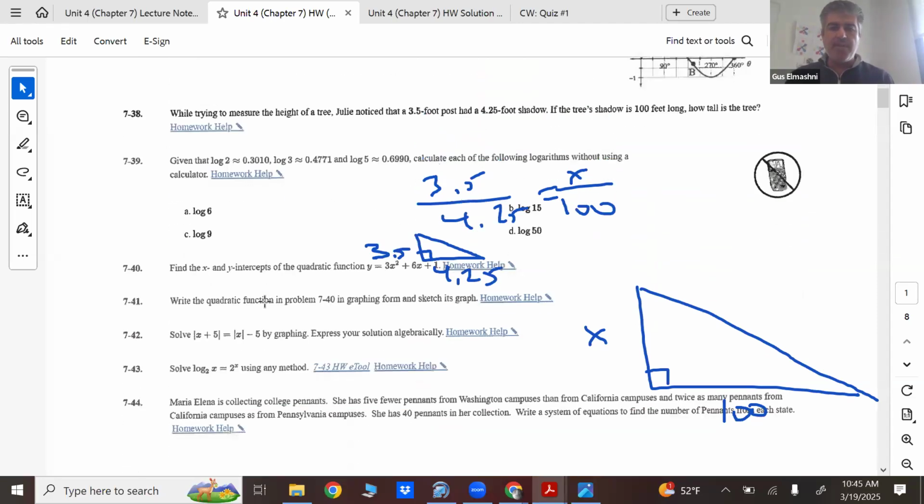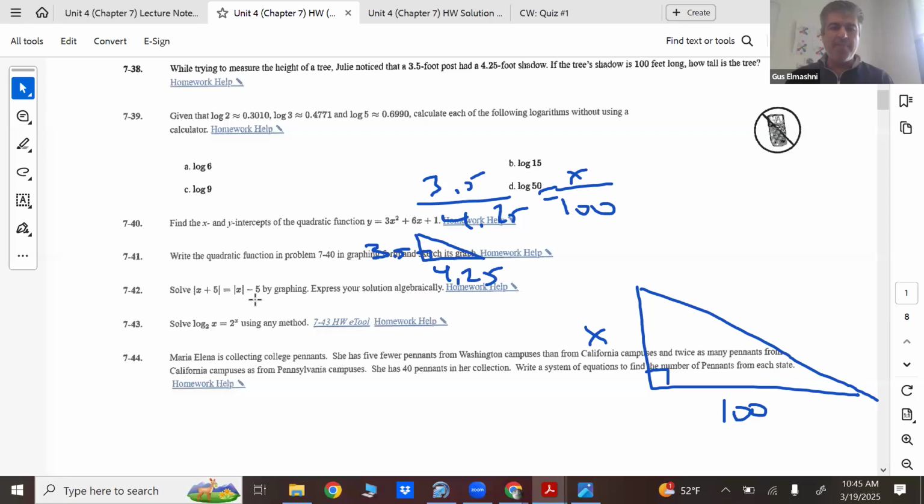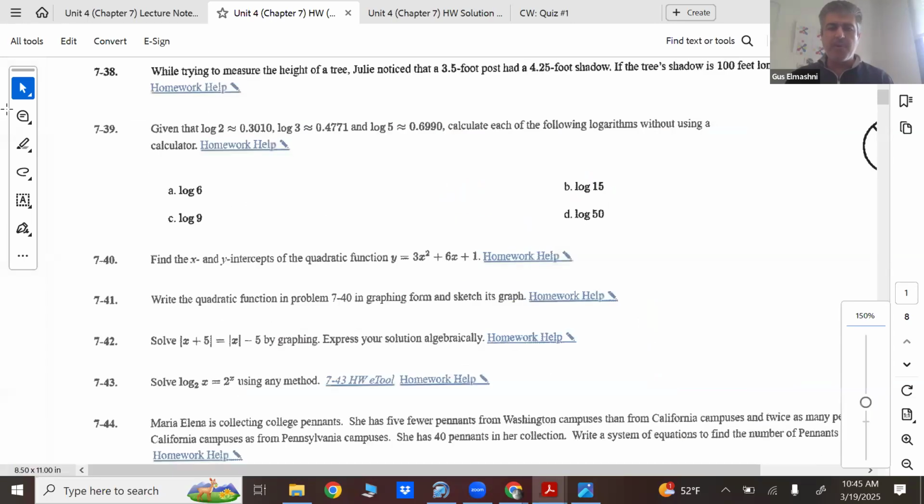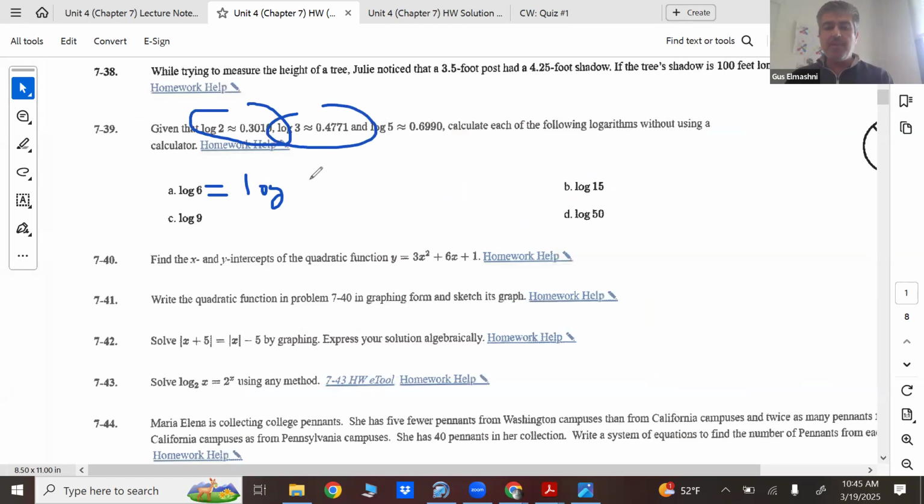Okay, for 739, it's kind of a dumb problem, because you guys have technology to do this. This is more to help you understand how logs are broken down. Back in the day, if you didn't have these fancy calculators, you had to actually use these tables to help you out.